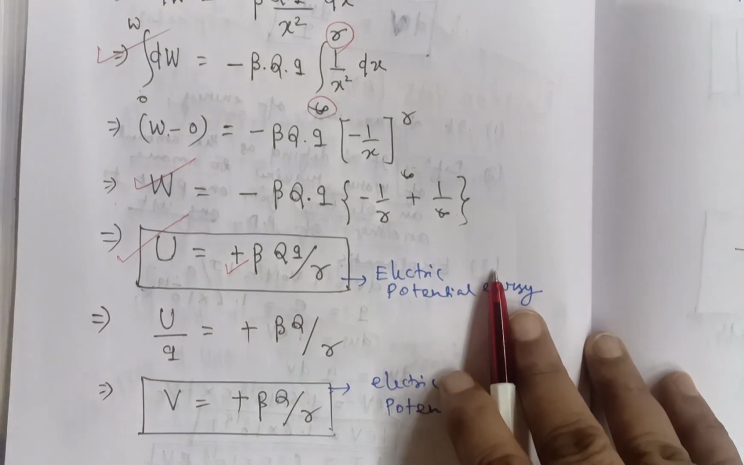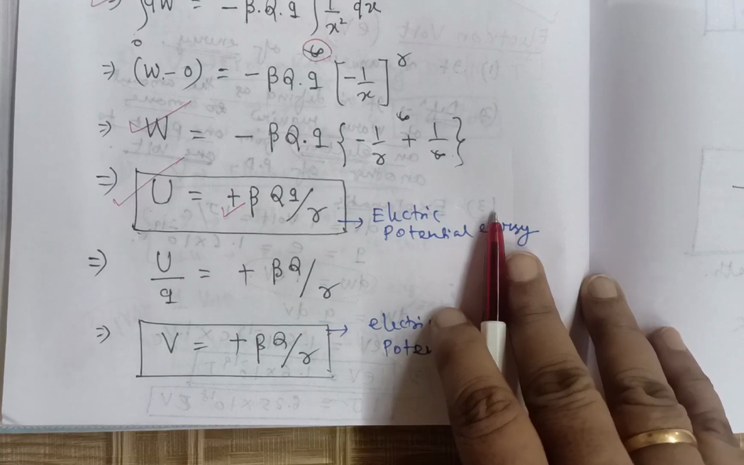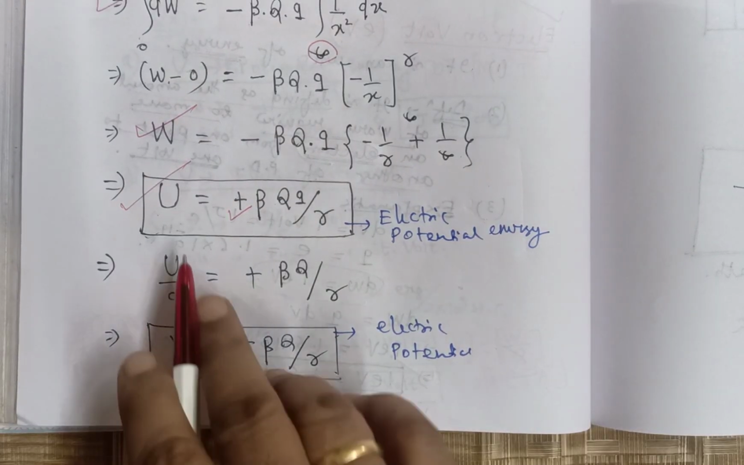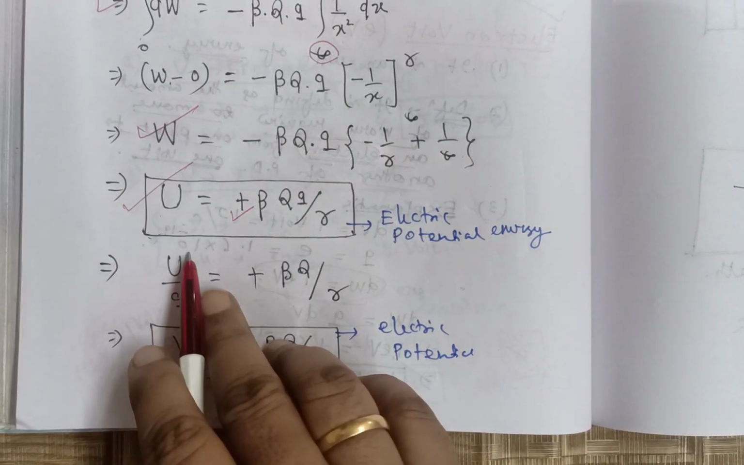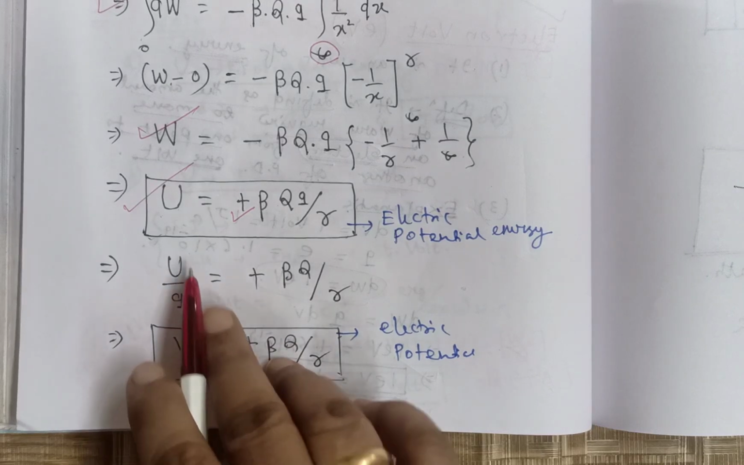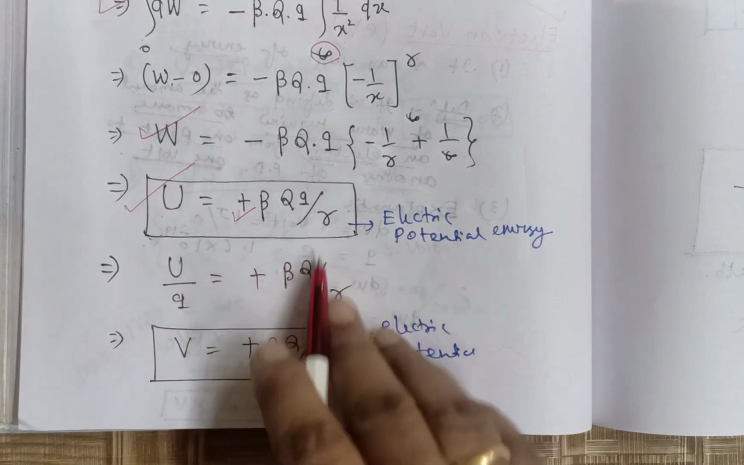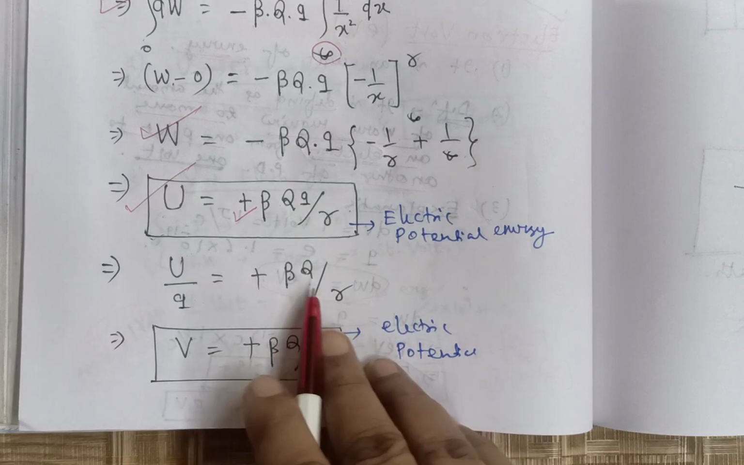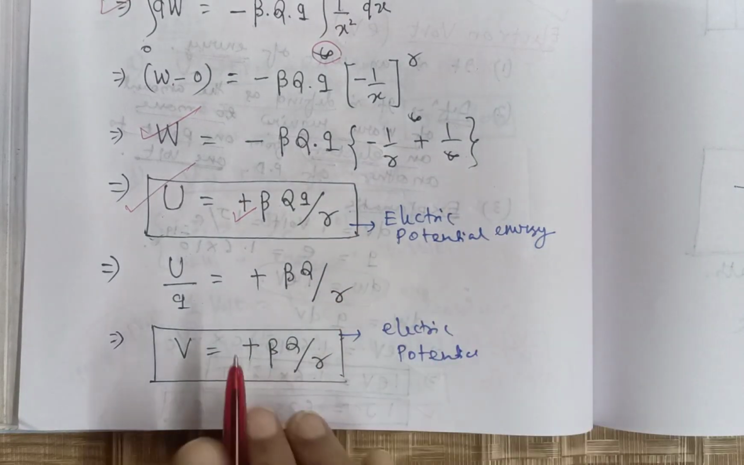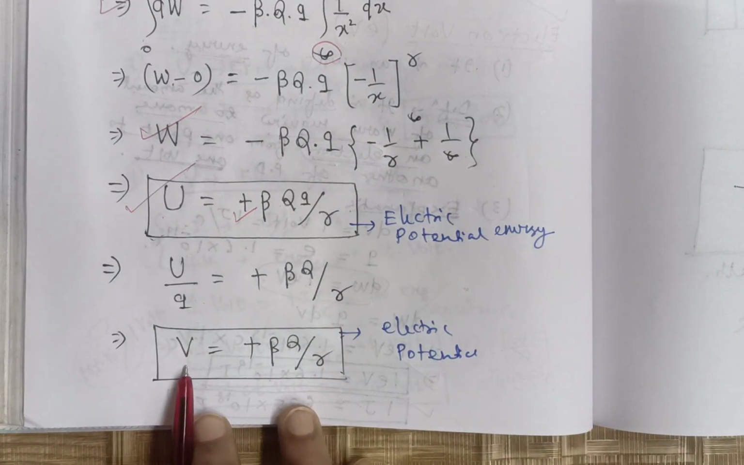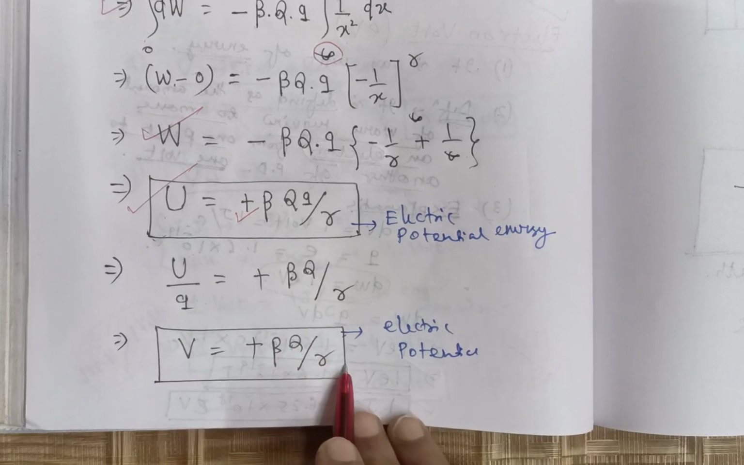Now we will proceed to electric potential. What is the formula of electric potential? U by Q, the total amount of work done per unit charge. So that is U by Q, and small q is cancelled out. That means the test charge is eliminated. Now the electric potential formula is plus beta q by r.